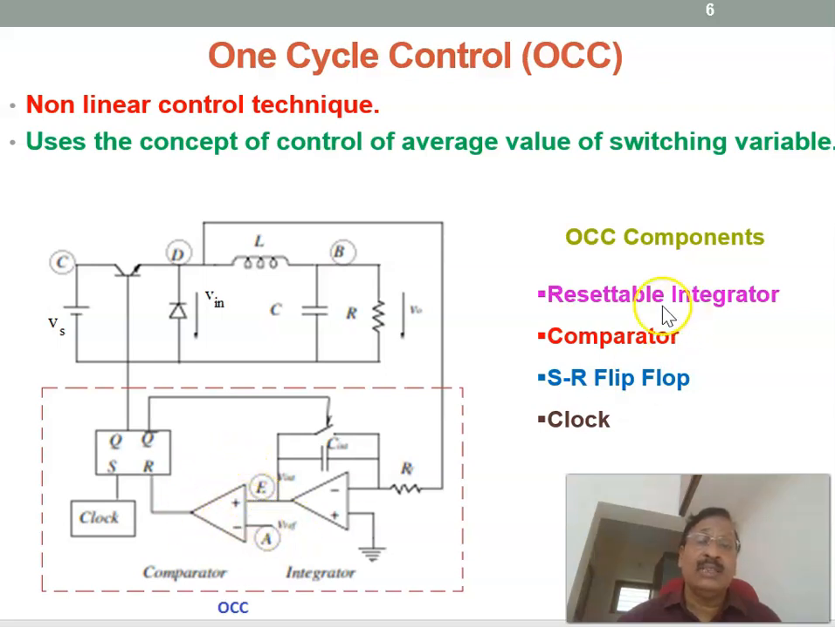The second is the comparator, and the third is the SR flip-flop, the set-reset flip-flop. The fourth component is the clock. The clock is given to the set pin of the SR flip-flop. Therefore, these are the 4 components of one cycle control: a resettable integrator, a comparator, an SR flip-flop, and a clock signal. We will see the working in the coming slides. Therefore, this is the buck converter power circuit.